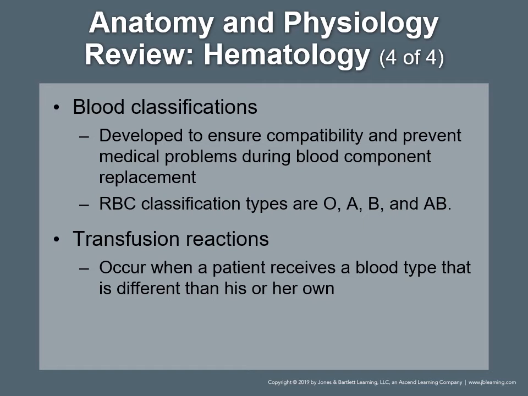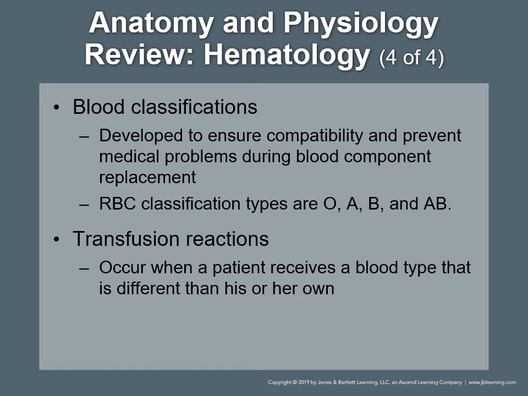Blood classifications. These were developed to ensure compatibility and prevent medical problems during blood component replacement. In the ABO system, the red blood cell classification types are O, A, B, and AB. They indicate which antigens are found in the plasma membrane. See Table 21.4 in your book. Blood contains a secondary antigen known as the Rh antigen. In the United States, 85% to 90% of all whites and African Americans have this antigen.